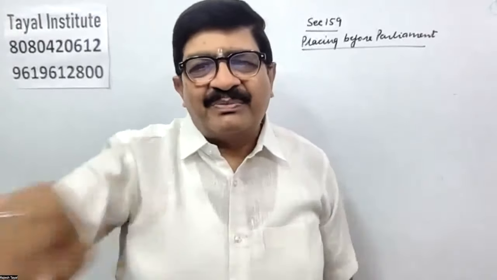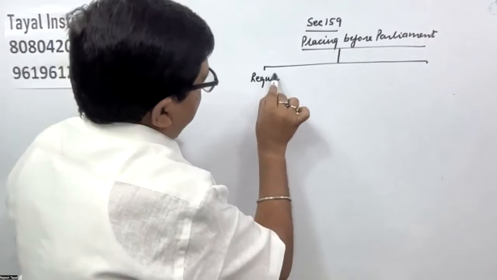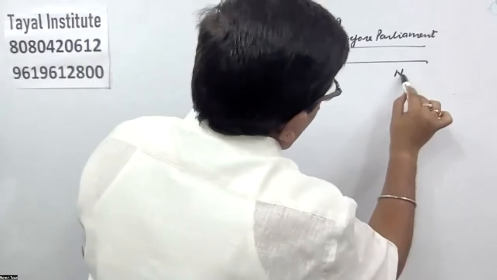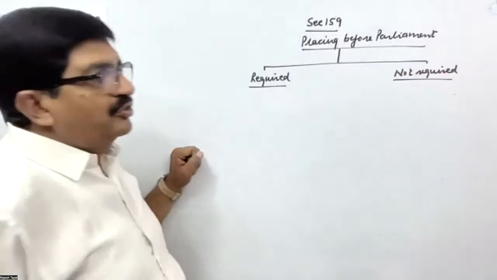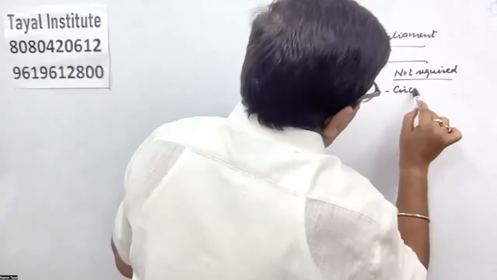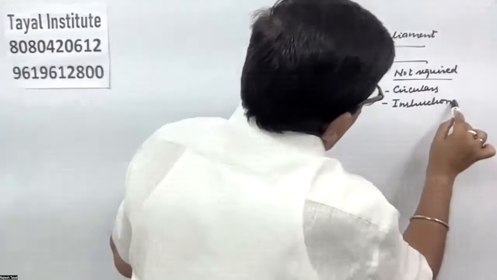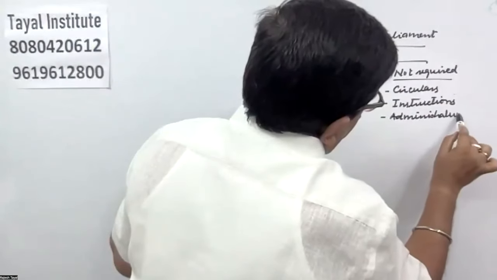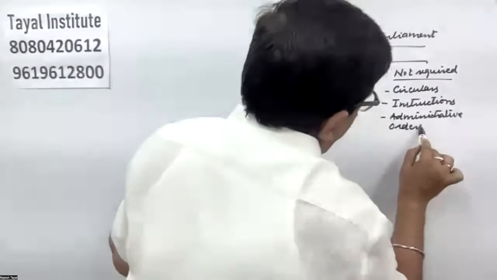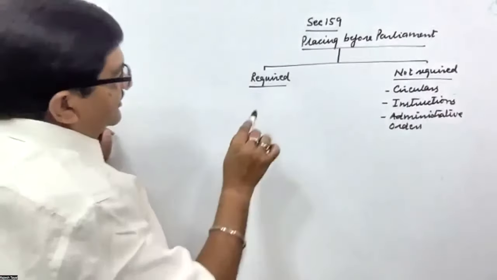So, placing before the parliament. Okay. Now, what is required and where it is not required? Required and not required. Not required for circulars and instructions, administrative orders. Those are not required to be placed before the parliament. Okay, so what is required?